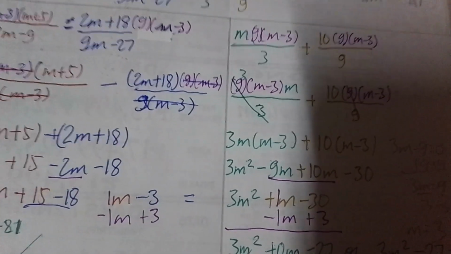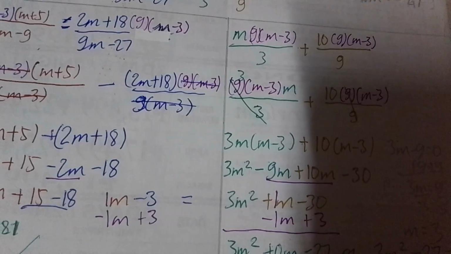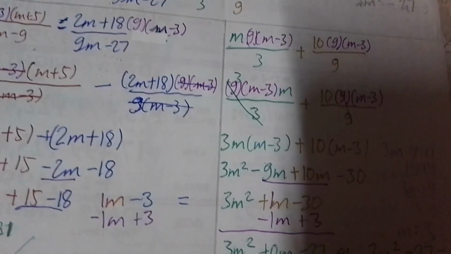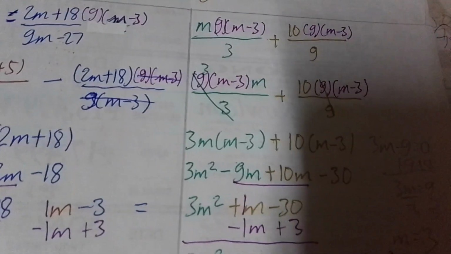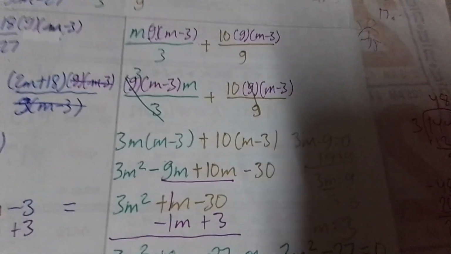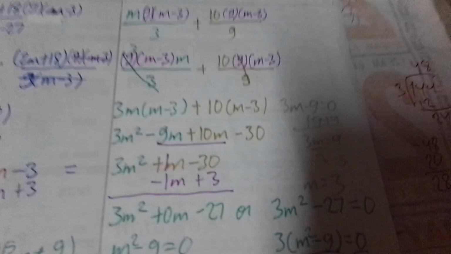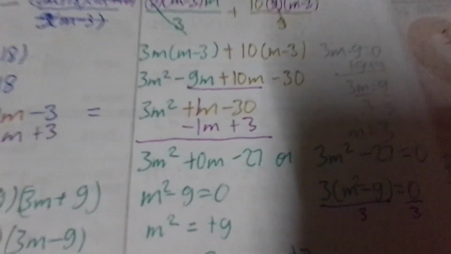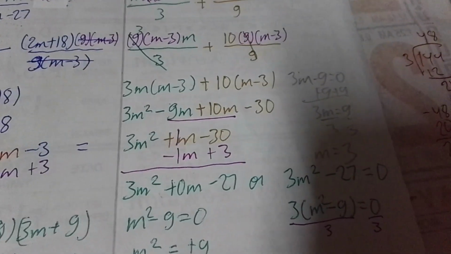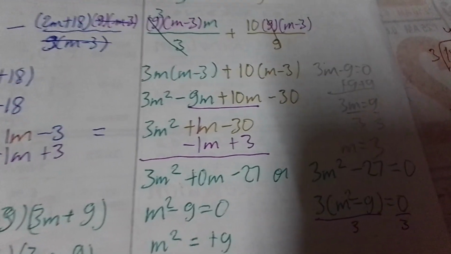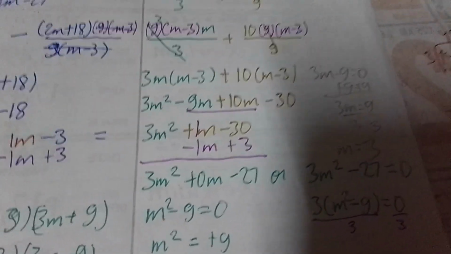Now we need to set that equal to 0. Subtracting 1m on both sides, the m's cancel, and then adding 3 to both sides, negative 30 plus positive 3 is negative 27. So we have 3m squared plus 0m. Remember, any number multiplied with a variable, if it's 0, it's automatically eliminated.